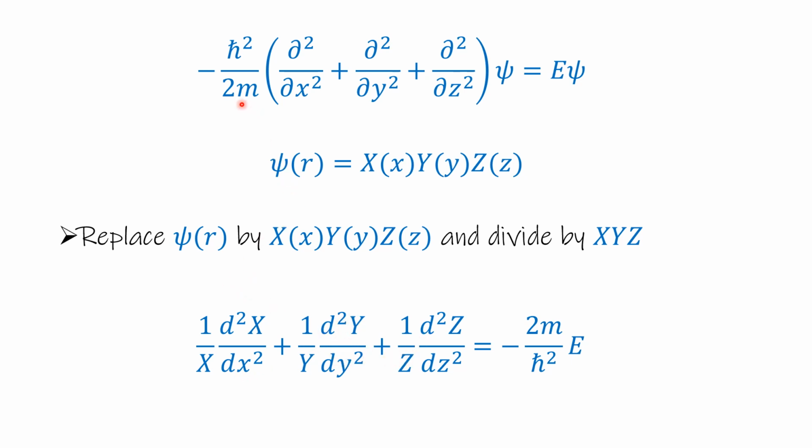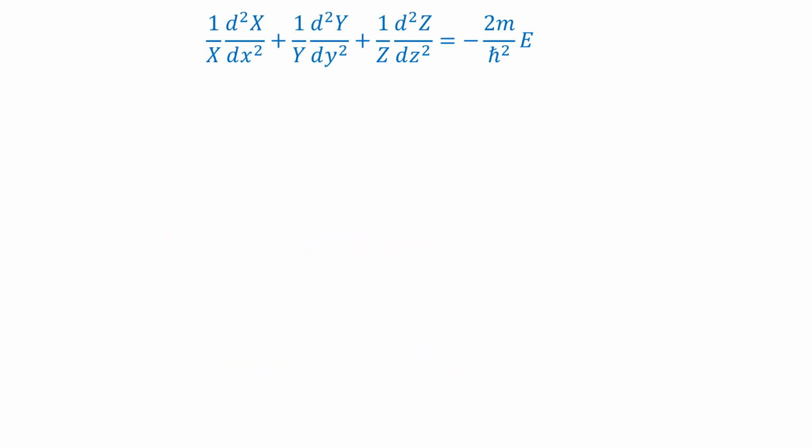Now we have brought the minus h cross squared over 2m to the right hand side, so that will become minus 2m over h cross squared. Naturally, we are replacing psi by X Y Z and dividing by X Y Z, so in the right hand side there is no X Y Z. This is the final equation that we have arrived at after separating the variables.